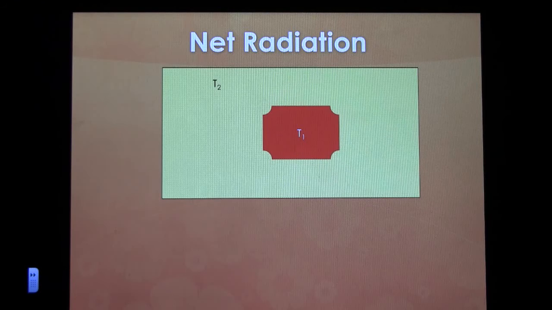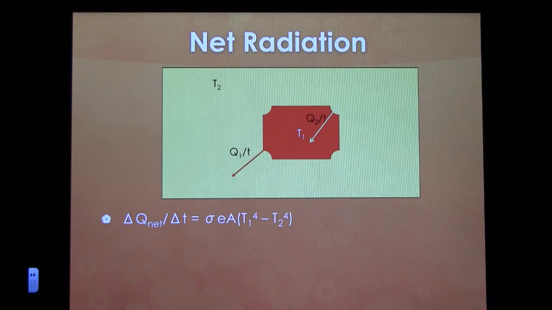The object can radiate heat to the surroundings equal to Q1 over T. At the same time, regardless of temperatures, the surroundings will transmit energy to the object equal to Q2 over T. So the net rate of radiation between the two objects is equal to sigma E A, and then in parentheses, T1 to the fourth minus T2 to the fourth.